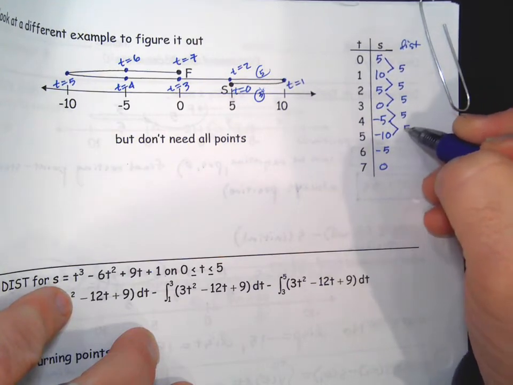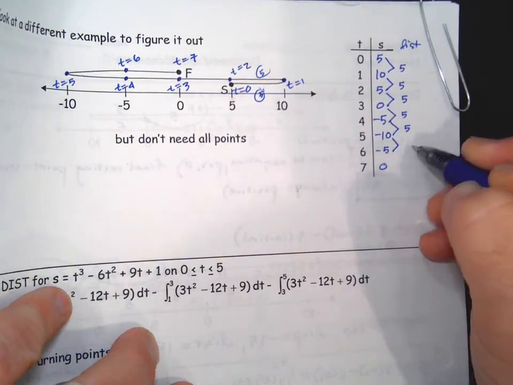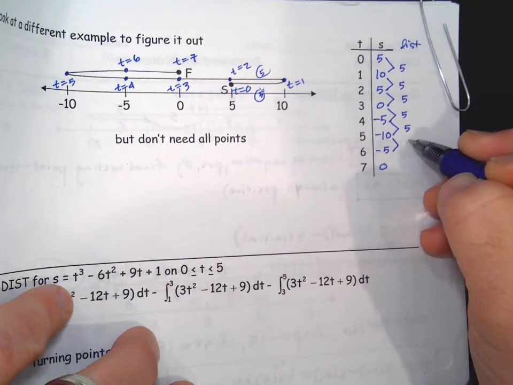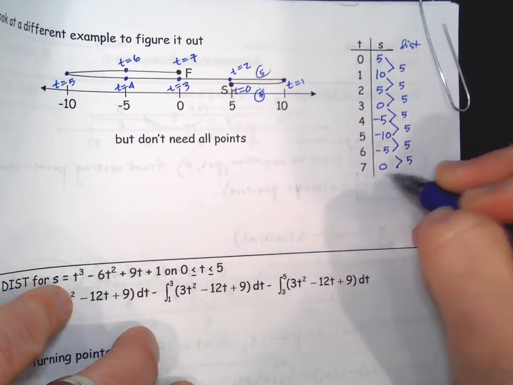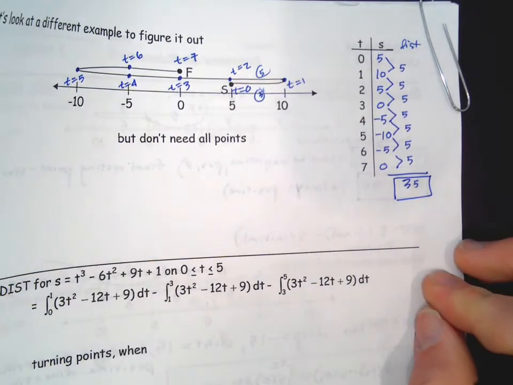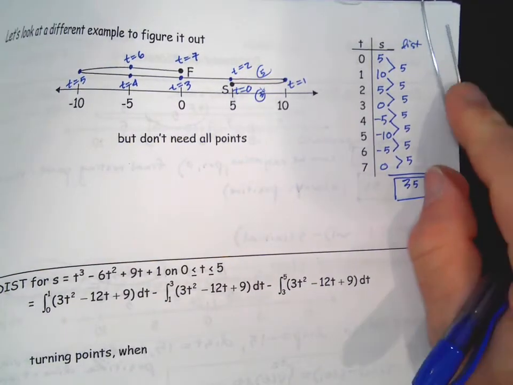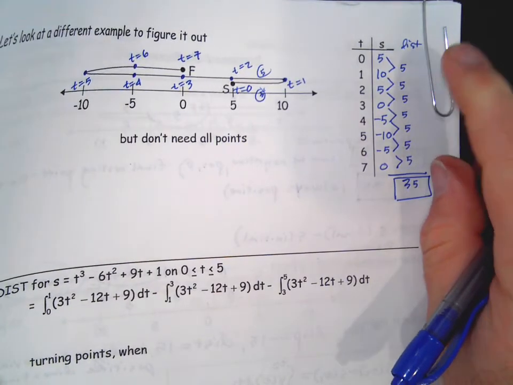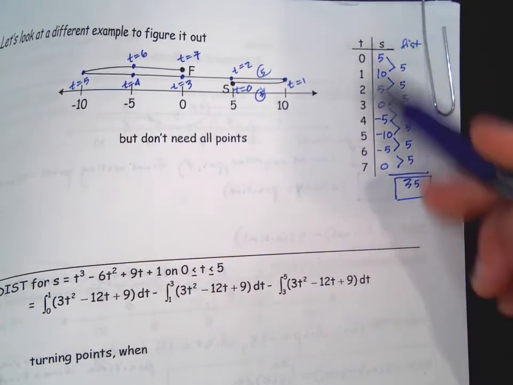-5 and -10 is 5. Distance is always positive. It's the absolute value of the difference, by the way. 5, 5. If we add all these up, we get 35. Right? I mean, that's what we did before. This example is exactly the same as what we did in the previous lesson. Okay, so that's cool. This table thing kind of organizes it.